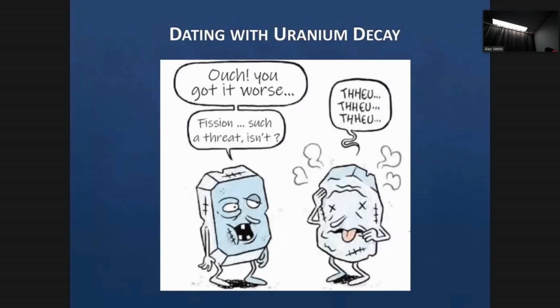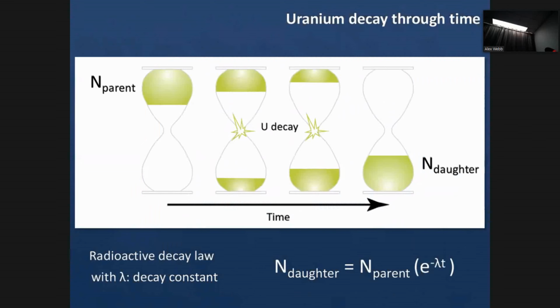So I will start with the uranium decay, because there are several kinds of uranium decay, and this will affect the crystal in different ways. When you have your crystal, when it crystallizes, you have a certain content of parent inside.